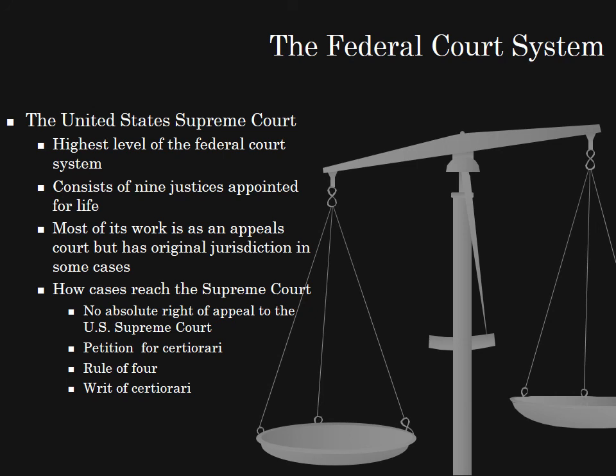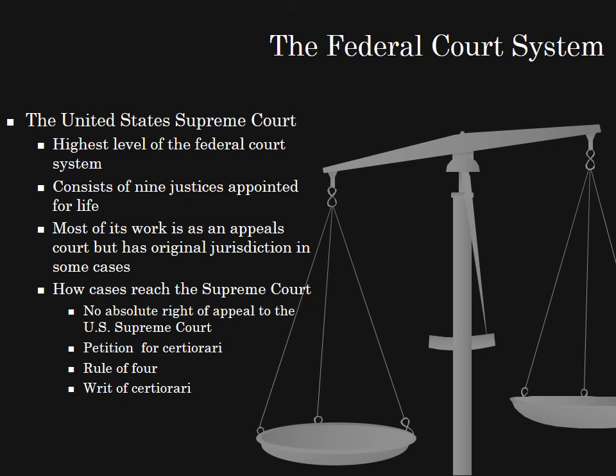Then you have the U.S. Supreme Court, the highest level of the federal court system. It's the court of last resort. There are 9 judges that sit on the Supreme Court, appointed for life. They mostly work as an appeals court. However, they do have original jurisdiction in some cases, very specific cases.